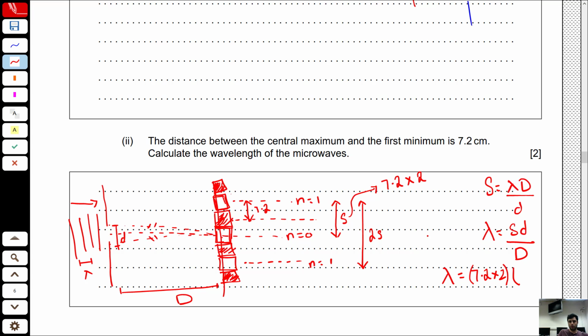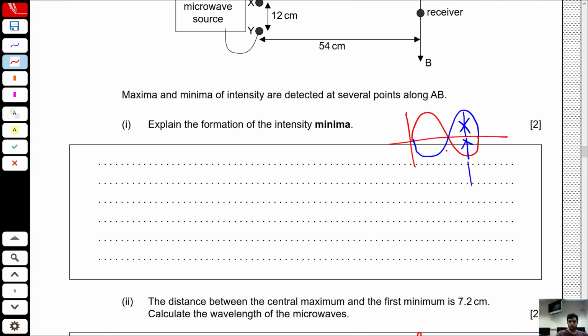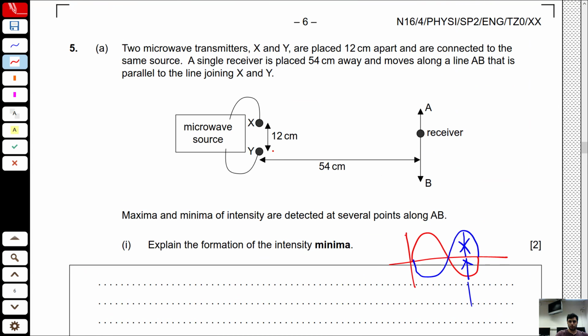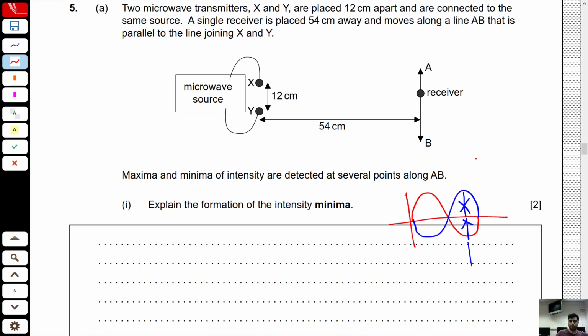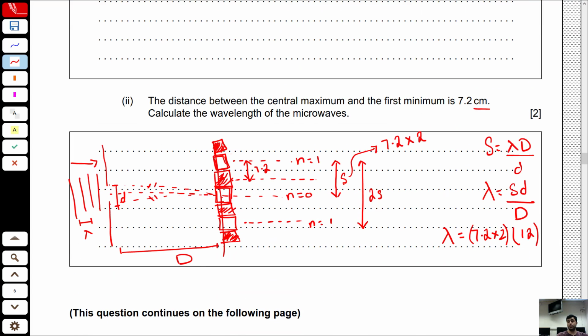And then we have the small d, which is the slit width. How much is the slit width? If we scroll back, 12 centimeter is the slit width. So we can put 12 centimeter. As you can see, everything is consistent here in centimeter. This is big D and this is small d. This is also centimeter. So no need to convert into meter, because centimeter just cancels out, and our final result will also be in centimeter. So you can keep everything in centimeter. Then the final wavelength will also be in centimeter.